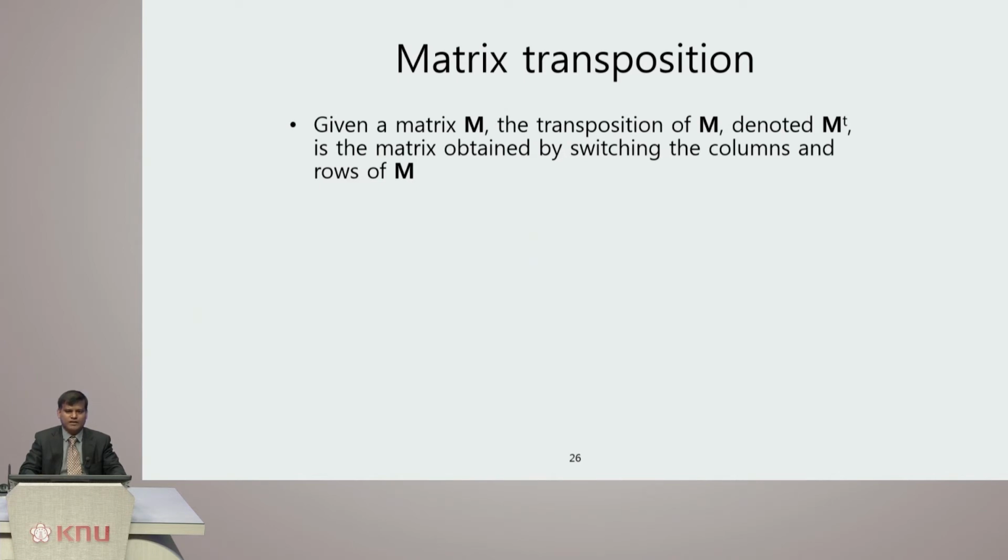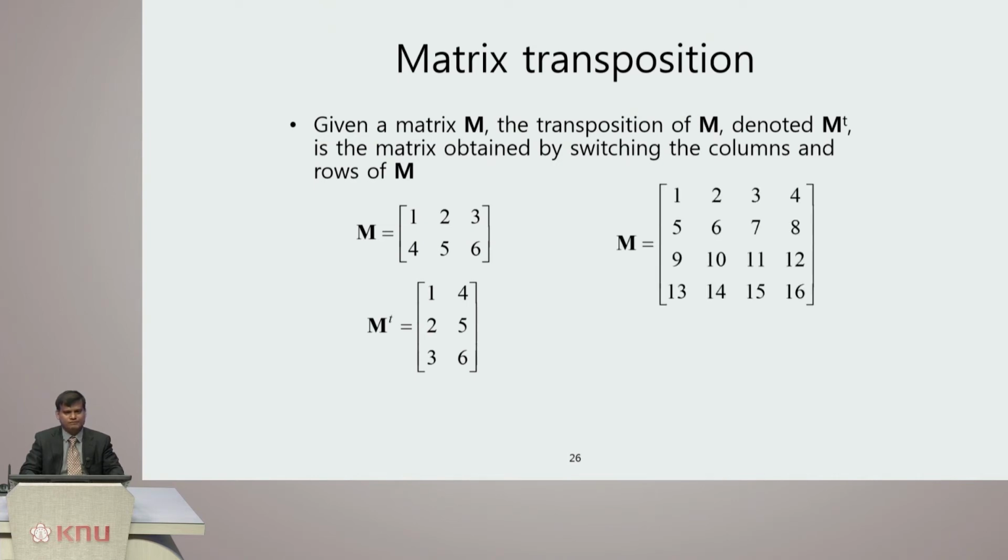Given a matrix M, the transposition of M, denoted M transpose, is the matrix obtained by switching the columns and rows of M. So here is an example. We have 1, 2, 3, 4, 5, 6. 1, 2, 3 is the first row, and the second row is 4, 5, 6. The transpose of this matrix has 1, 2, 3 as the first column, and the second column becomes 4, 5, 6. So that's the transposition here.